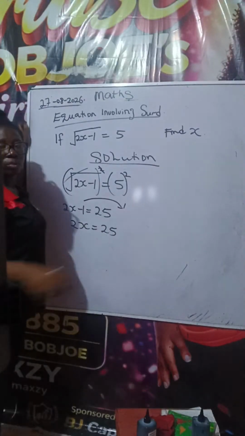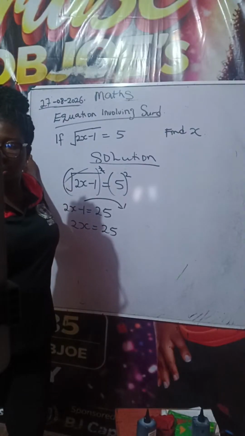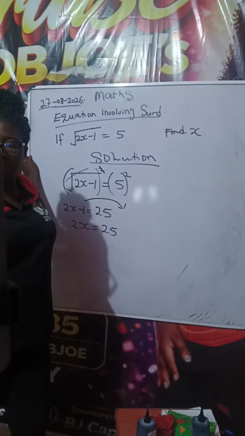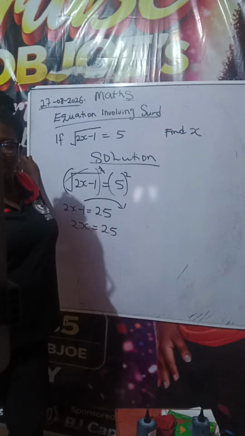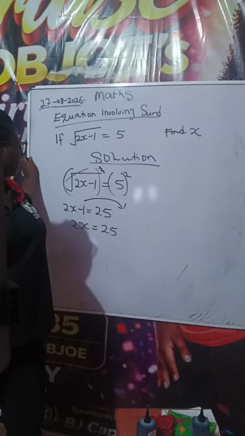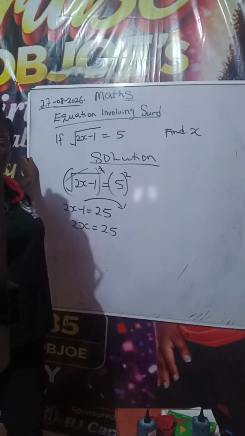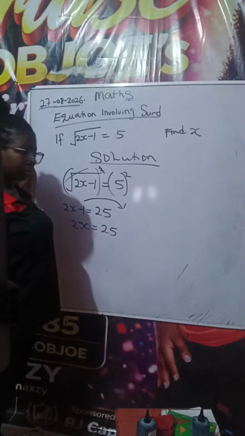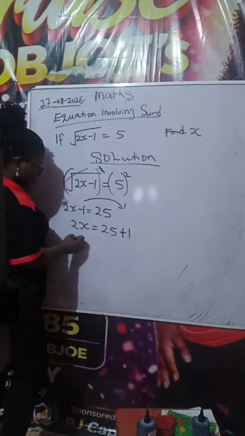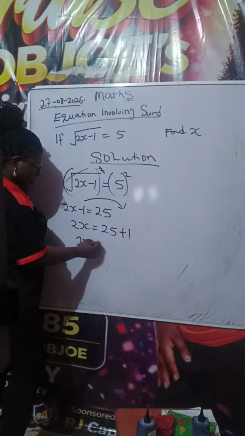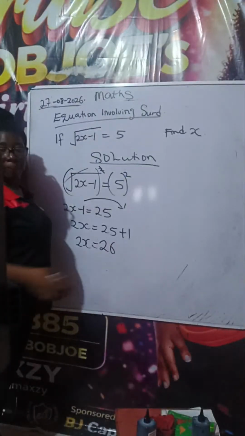If the 1 moves to the right, will it be plus or minus? So what are we going to get? So we are getting plus 1. Okay? So we have 2x equals, now 25 plus 1 will give you 26.